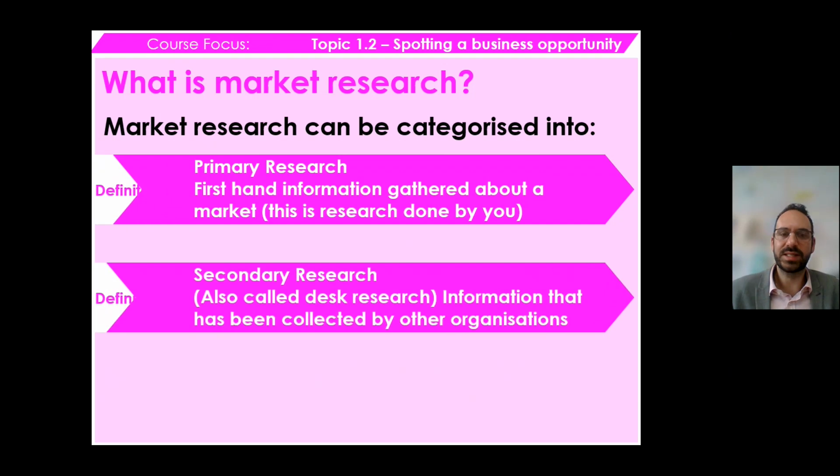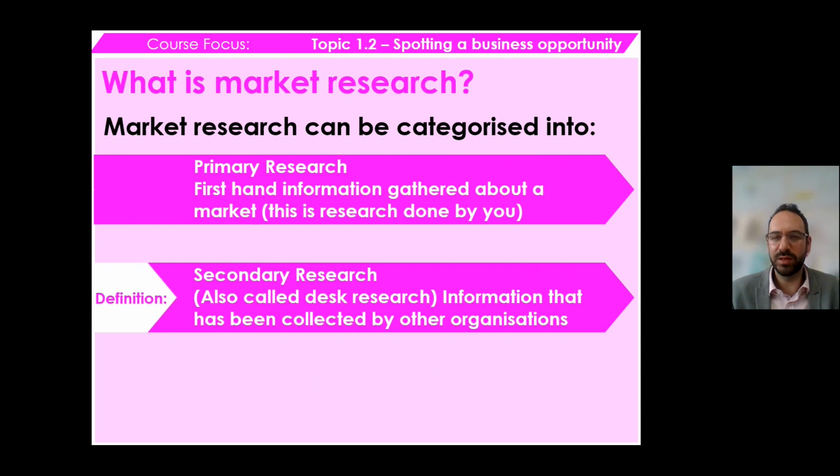The other one is secondary research. This is also called desk research, which is information that has been collected by other organizations. The reason we sometimes call it desk research is because literally you can go onto Google, type in what you want to know about a particular market. So this is less specific to your business, but research has already been done. It can be done in a number of different ways, and we'll have a look at how they're divided.